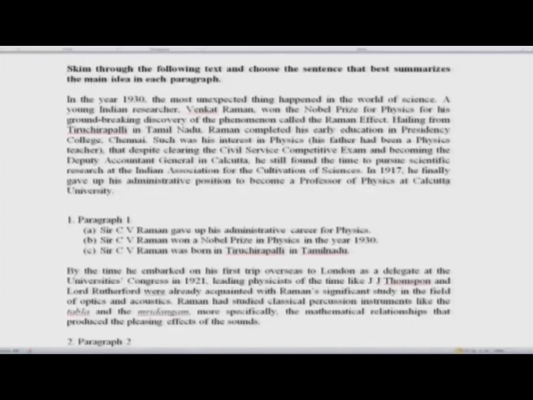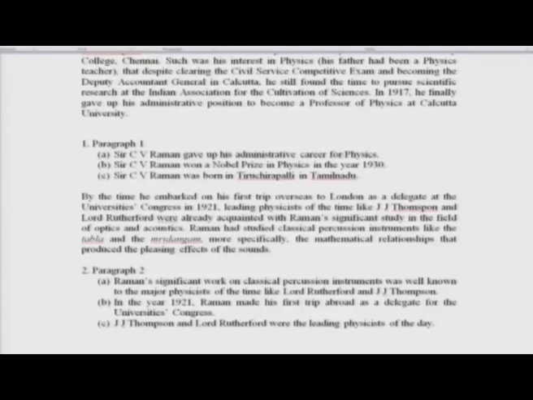So, if you have to sum up the main idea of this paragraph, how would you do it? There are three options here. Let us look at the options. Sir C.V. Raman gave up his administrative career for physics. Sir C.V. Raman won a Nobel Prize in Physics in the year 1930. Sir C.V. Raman was born in Tiruchirappalli in Tamil Nadu. So, here you will clearly see that Sir C.V. Raman won the Nobel Prize. This is the main idea we would want to focus on.